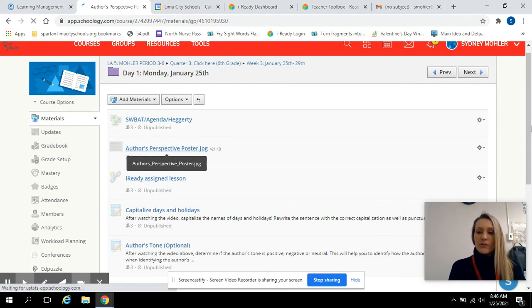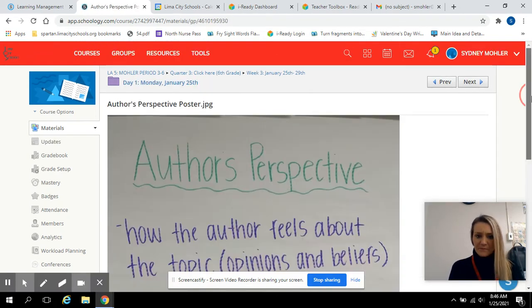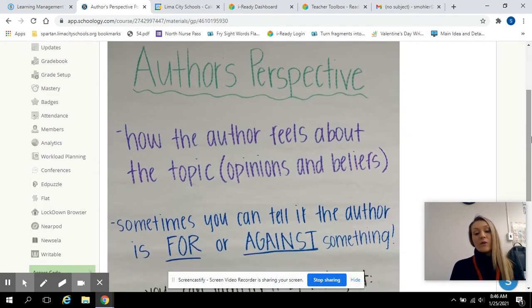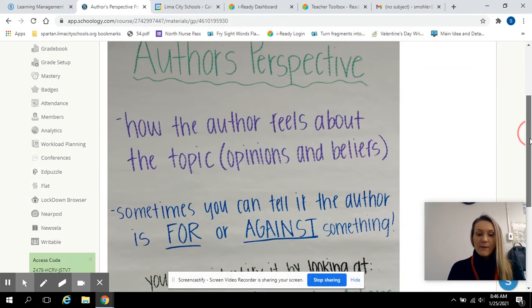But let's review author's perspective. Author's perspective is how the author feels about the topic, their opinions and beliefs. Sometimes you can tell if the author is for or against something. And the way we've been identifying it is by identifying different words the author uses to express himself. So does he use positive words? Does he use negative words? How do you know how he really feels? There's an optional practice with that today, and I'll get into that.